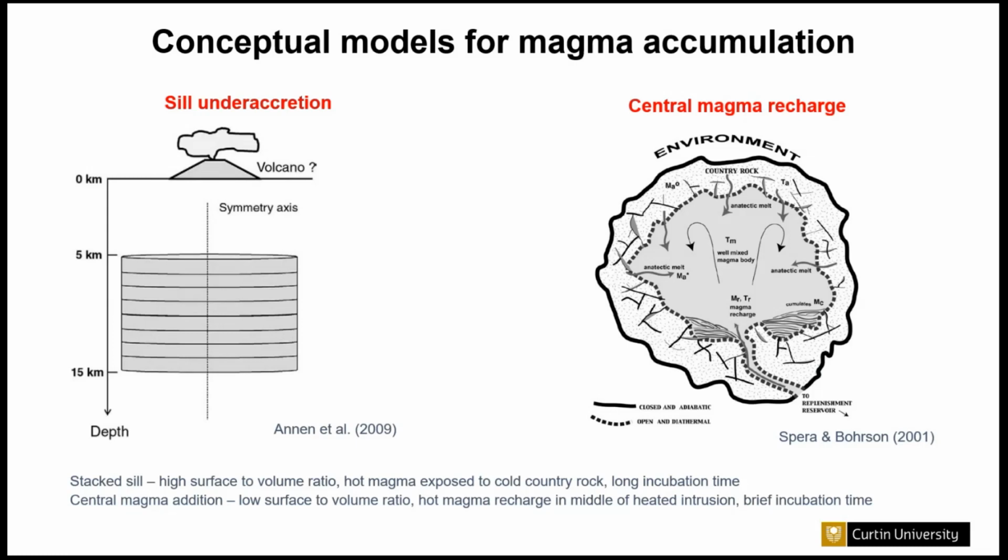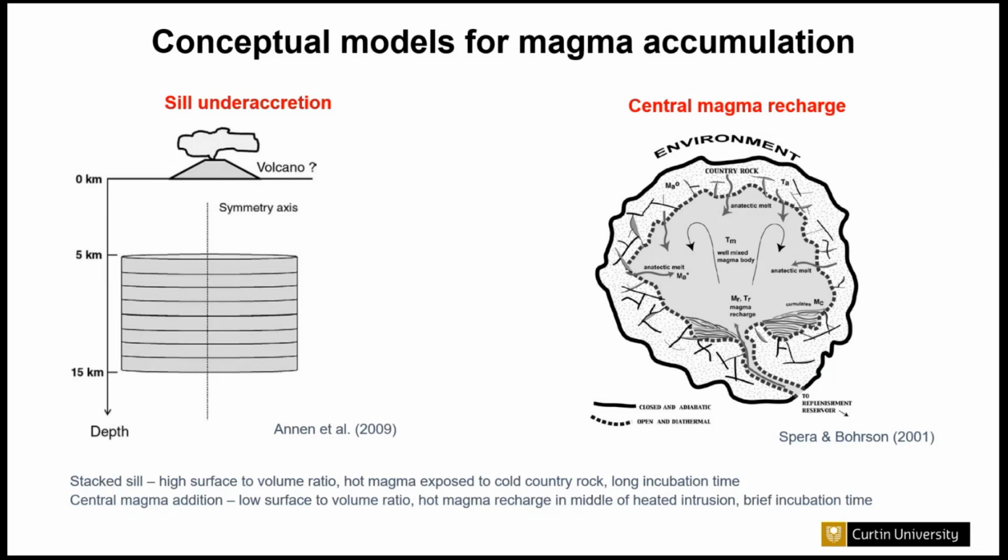The other end member is shown here. This is more the geochemical view of magma systems. We have country rock and a bleb of magma that gets rejuvenated, recharged. The recharged magma goes into the center of the magma body, where it's the hottest, and it mixes well. So we have this inside-out growing magma model.